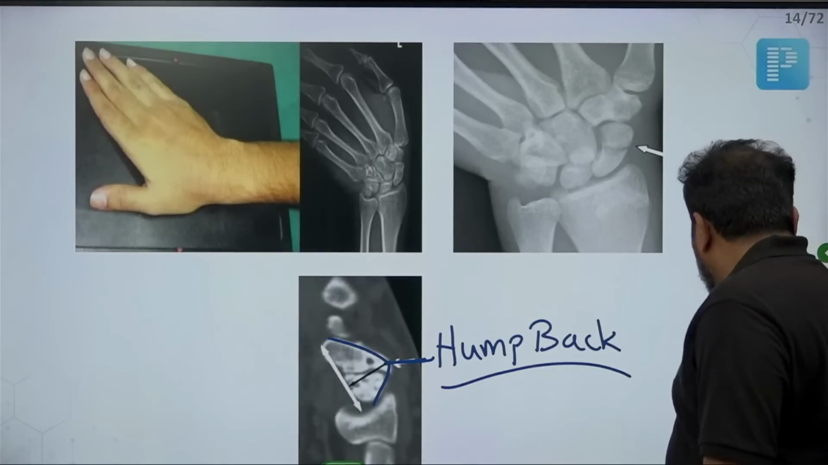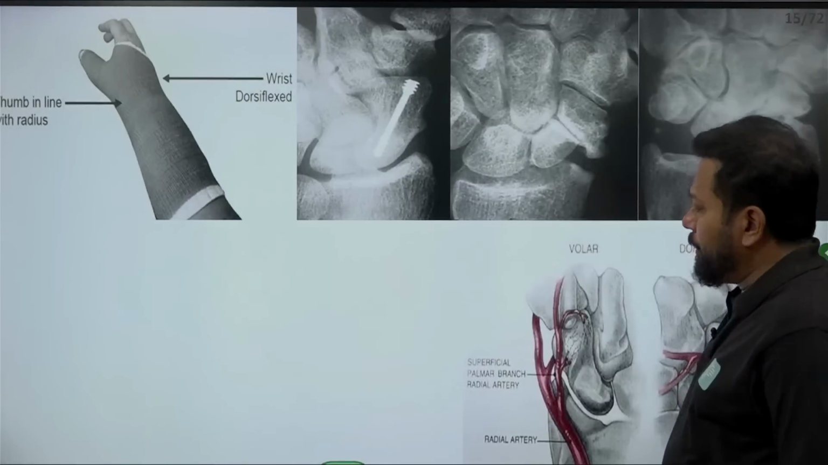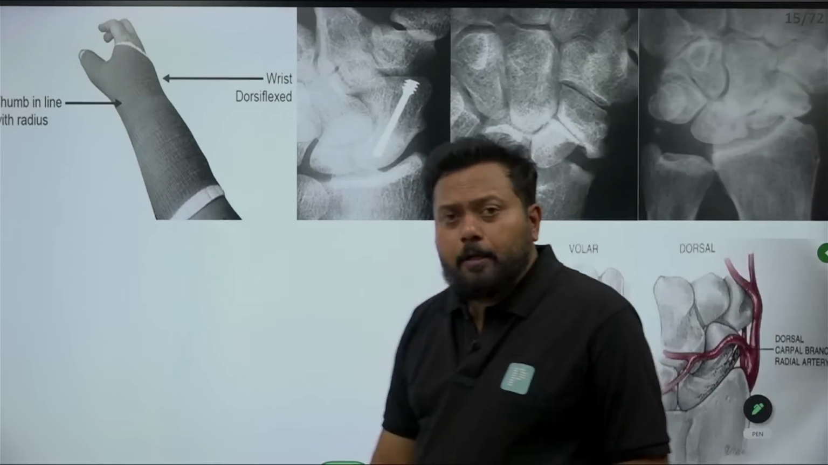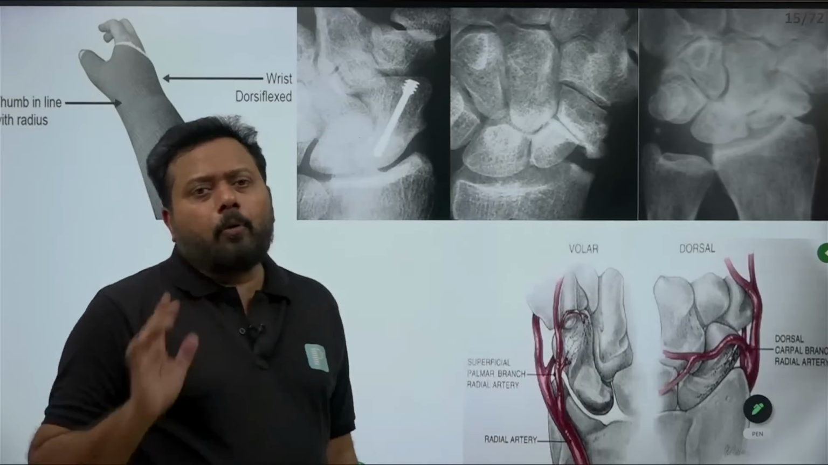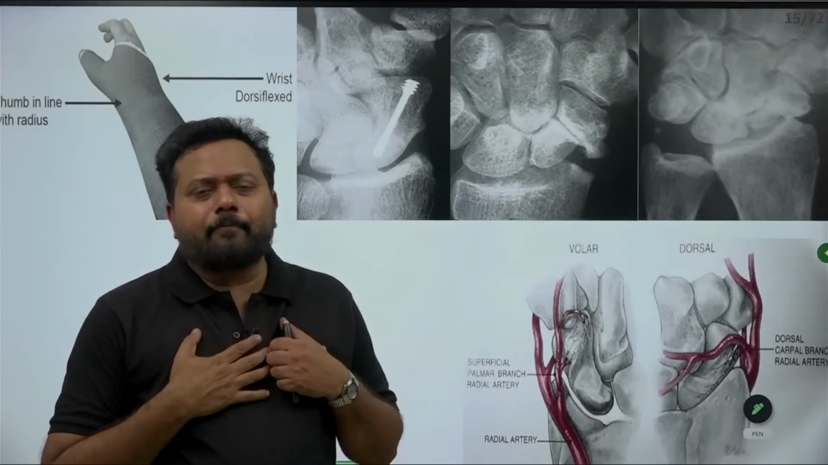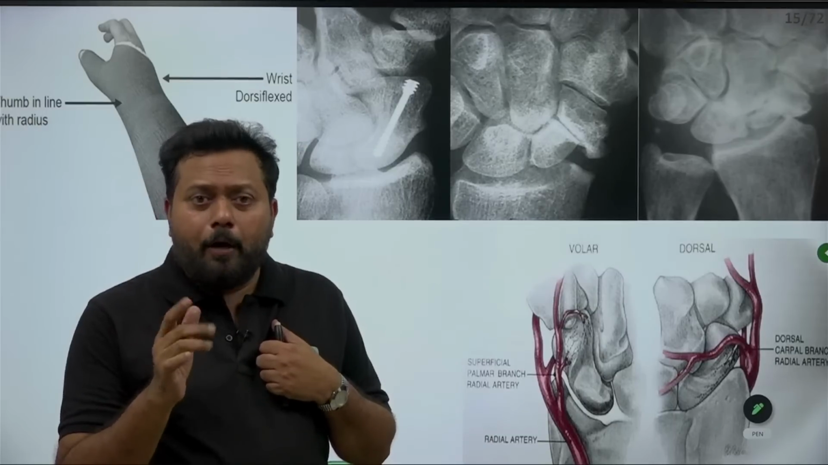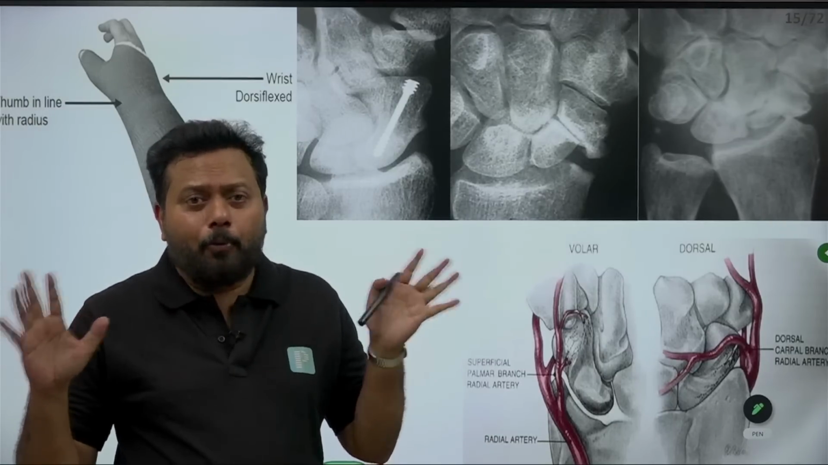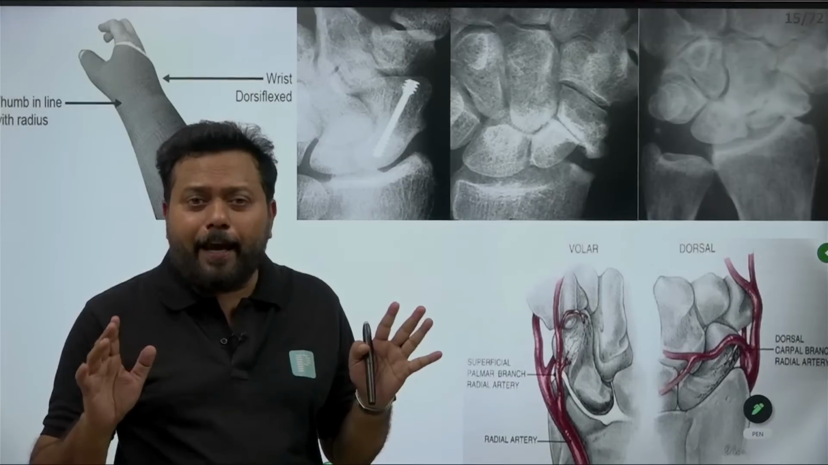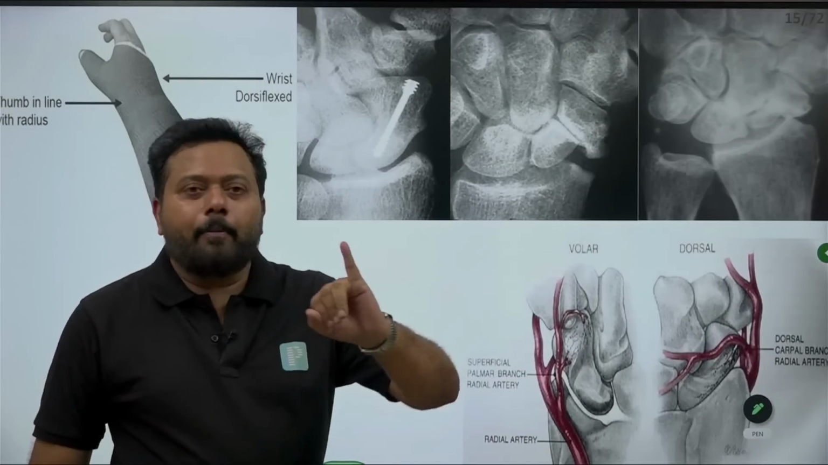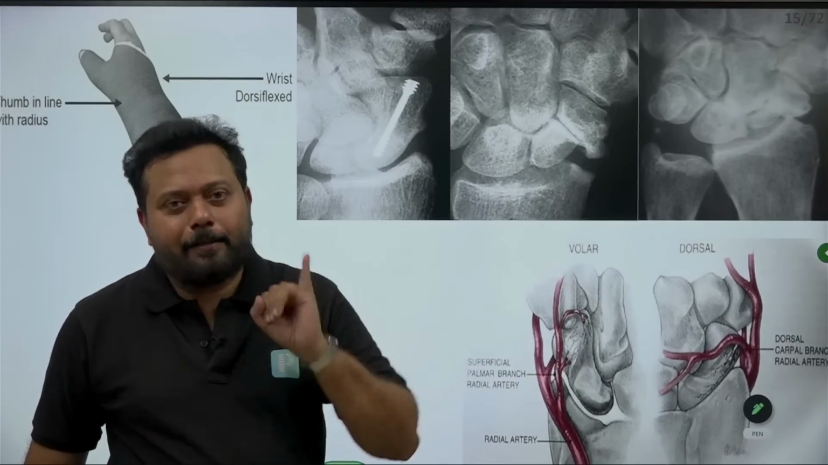What are the problems in scaphoid fracture? Scaphoid is a very small bone. In private practice, I am very scared about scaphoid fracture. It's a very small bone, but causes a big problem. Why? All orthopedicians are very scared of scaphoid fracture. Problem number one, it happens in young adults.